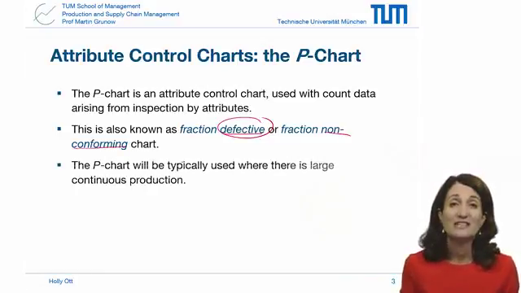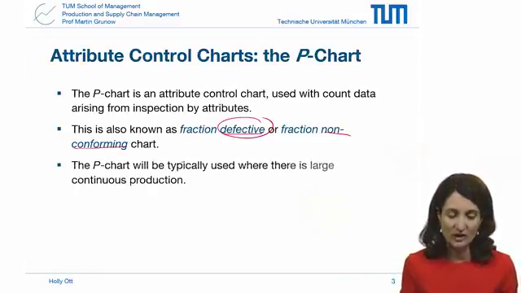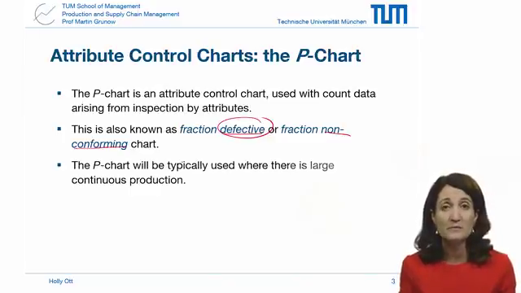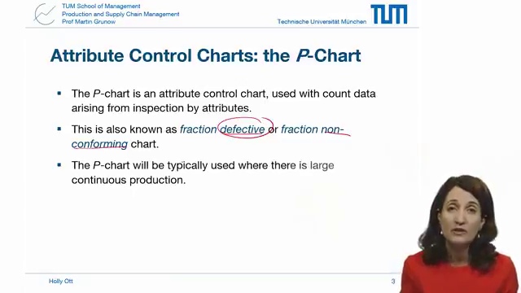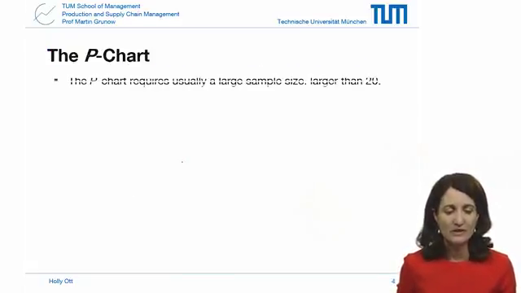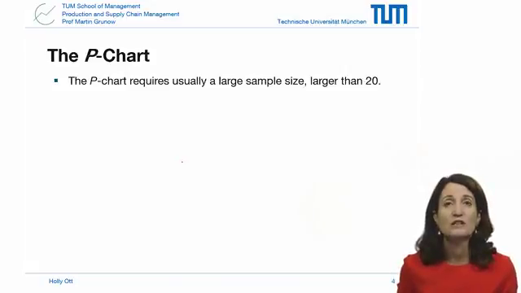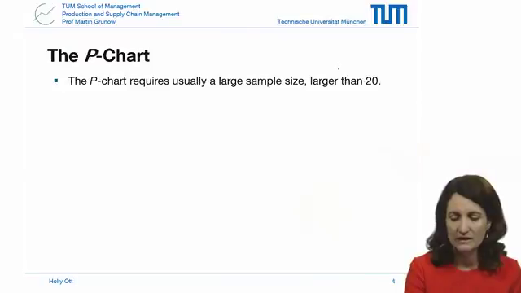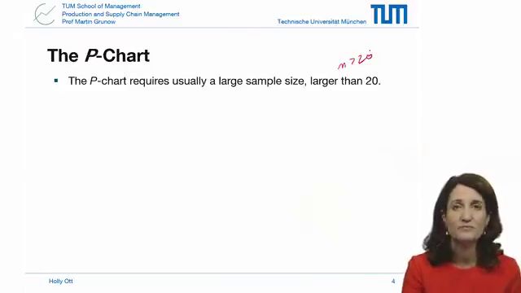Now the P chart is typically used when you have a very large continuous production that has some defectives produced and where the proportion of defectives should be monitored or reduced to a minimum, even to 0. The P chart usually requires a large sample size, generally n greater than 20.